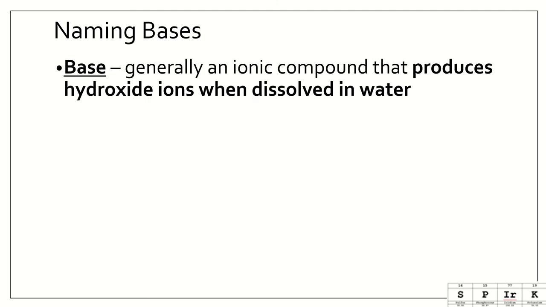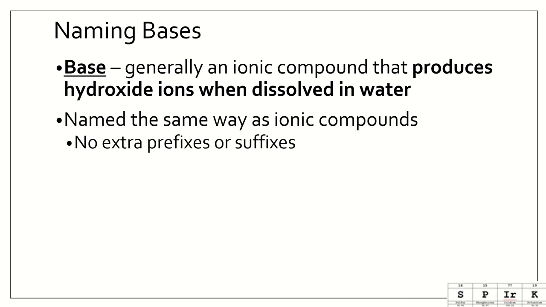All right, naming bases is really easy because you already know how to do it. A base is generally an ionic compound that produces hydroxide ions when dissolved in water. So it's named the same way as ionic compounds, no extra prefixes or suffixes here. So for example, Ba(OH)2, we just name it like we would have named an ionic compound. We have our cation and our anion. So Ba(OH)2 is barium hydroxide.